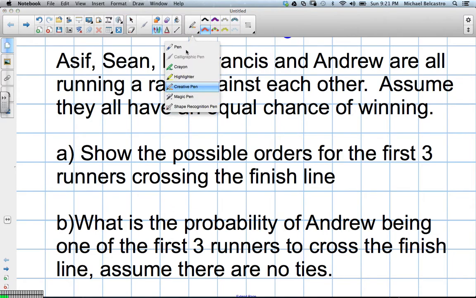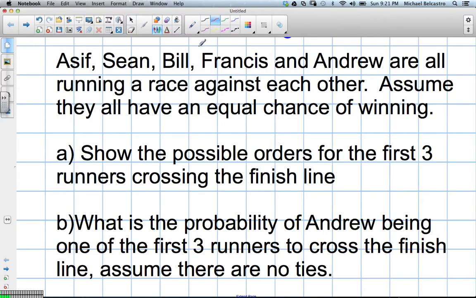Okay, so if they have equal chances of winning, first let's find out how many people are running the race. We have 1, 2, 3, 4, 5. Okay, so there are 5 people running this race. If they all have an equal chance, think of it like, I know a dice has 6 sides, but think of it like rolling a dice.